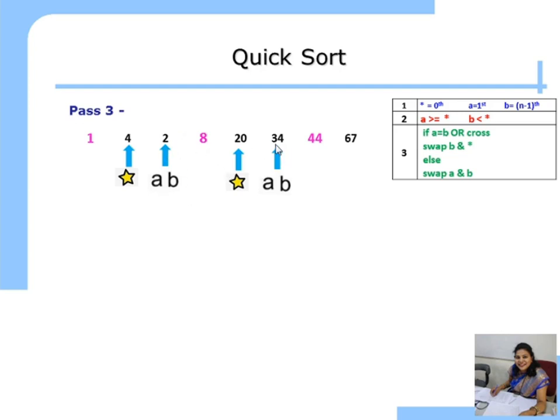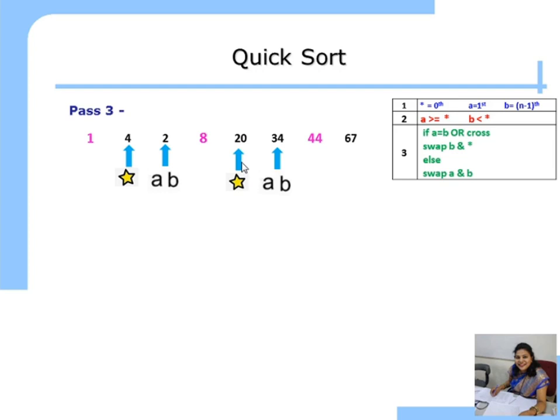Now we adjust here. A should be greater than the pivot. What is A? 34. What is the pivot? 20. Is 34 greater than the pivot? Yes. So we keep A at 34 only. Now we adjust B. B is at 34. B should be less than the pivot. What is the pivot? 20. What is B? 34. Is 34 less than 20? No. So we change the position of B to here. I told you B always goes to the left side. So B will come here again. Is B less than 20? No.